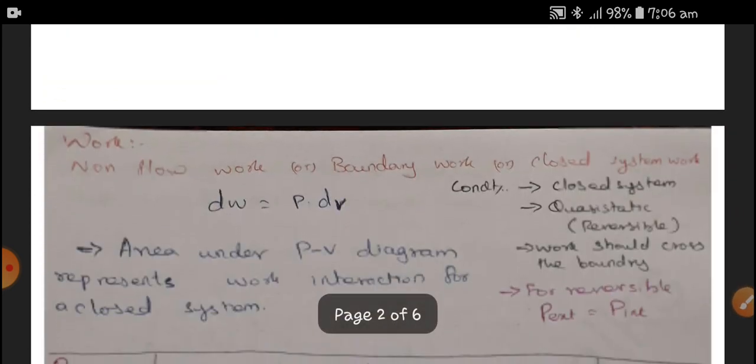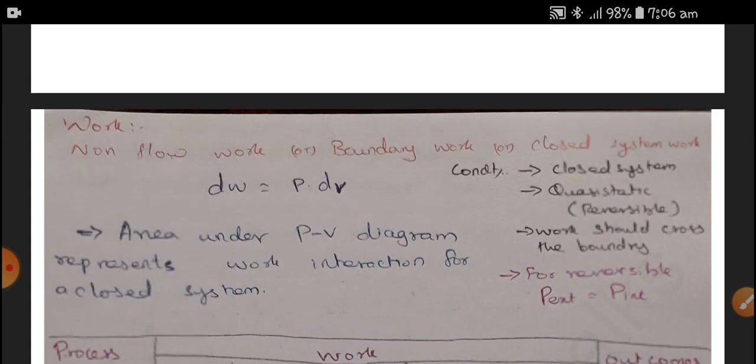First, let me go into my own content, that is work. For non-flow work, when I say non-flow work, it is for the closed system, which is boundary work. The work can cross the boundary while the mass and heat remain in the boundary. So the condition is the system is closed and quasi-static, that is, the process is reversible. Work should cross the boundary and the remaining things won't cross the boundary.